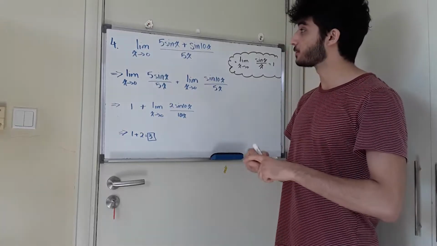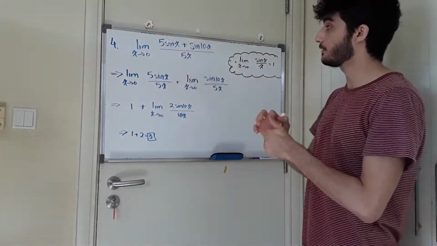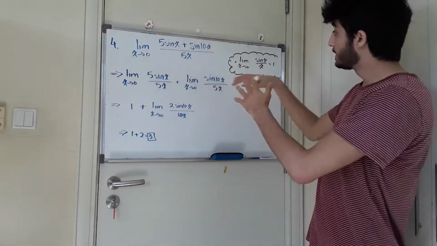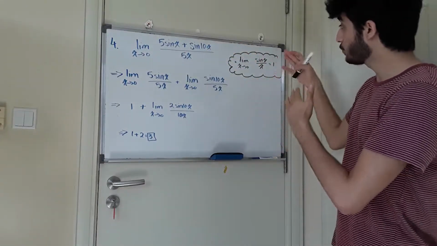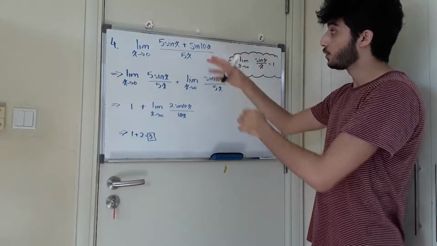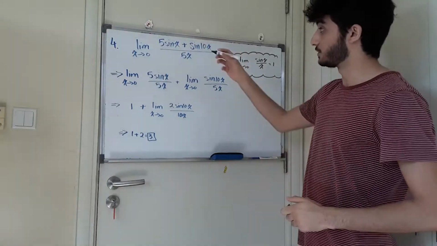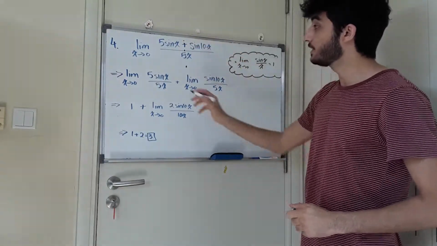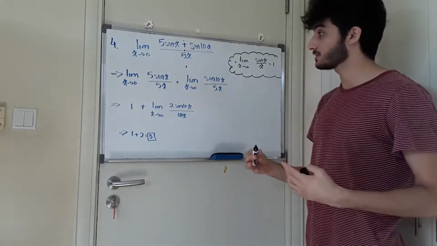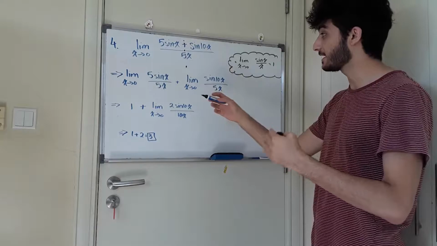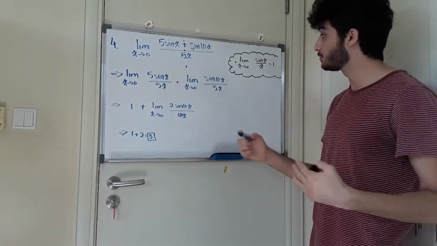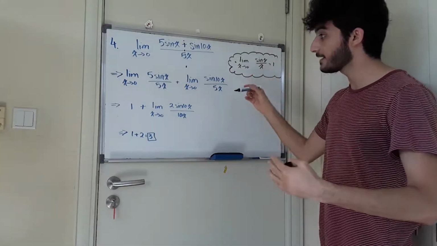So for question number 4, they gave you this limit and they want you to solve it. If you look at this, it can kind of remind you of this rule that we learned before. But in order for us to use this rule here, we need to split this equation into 2. So we would split it here, and it will become limit as x approaches 0 of 5 sine x over 5x, plus limit as x approaches 0 of sine 10x over 5x.